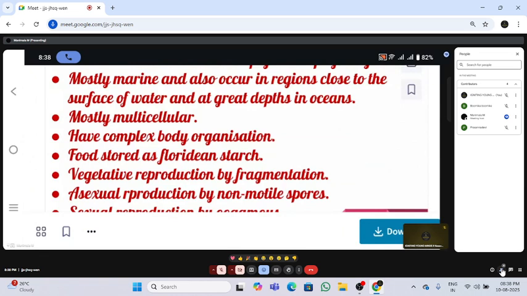The reserve food material is Floridian starch. This Floridian starch resembles glycogen and amylopectin. It turns brown or yellow with iodine. When we observe this algae with iodine, the color changes to brown to yellow.